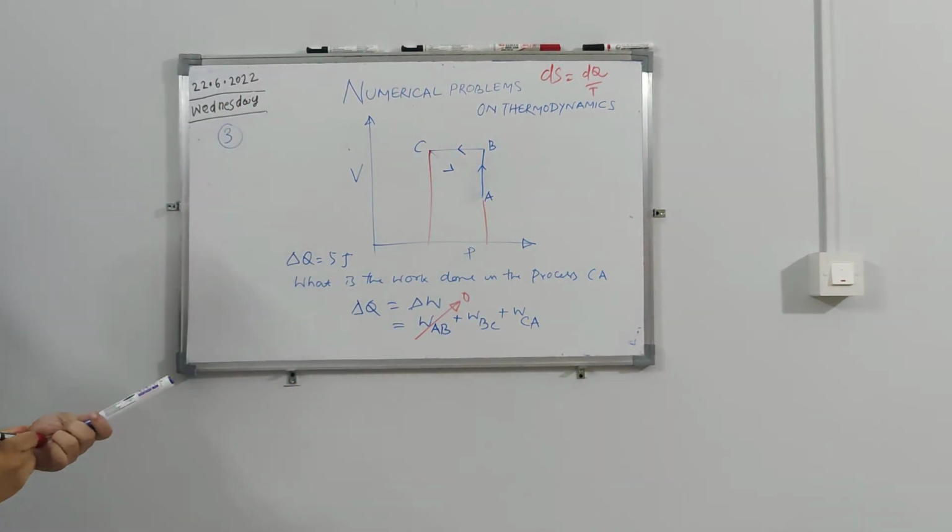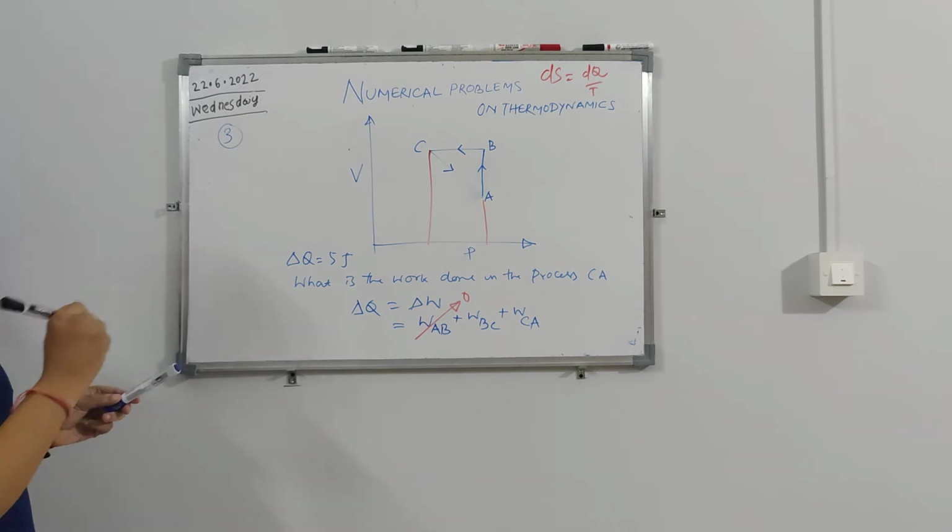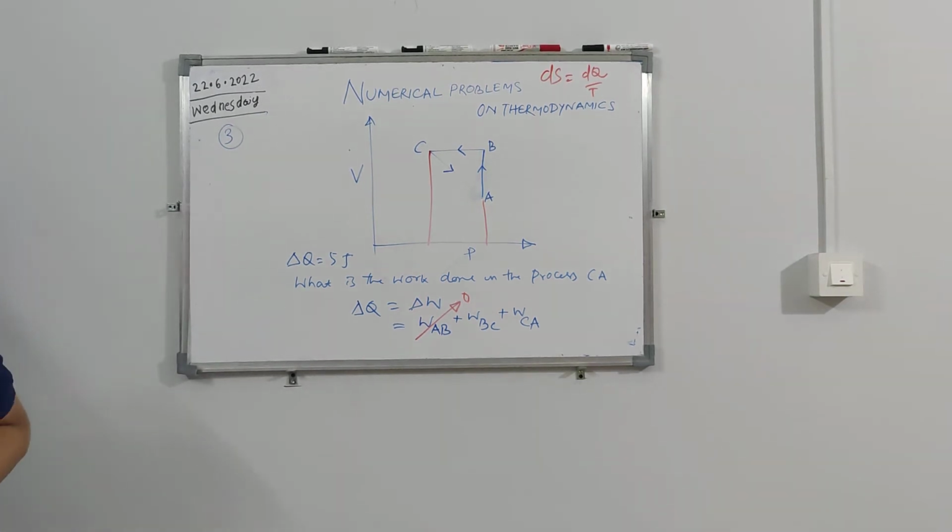So from B to C, what is the work done? That we can find out. They have given some values actually, so it is not visible. Let me find out what is that value.